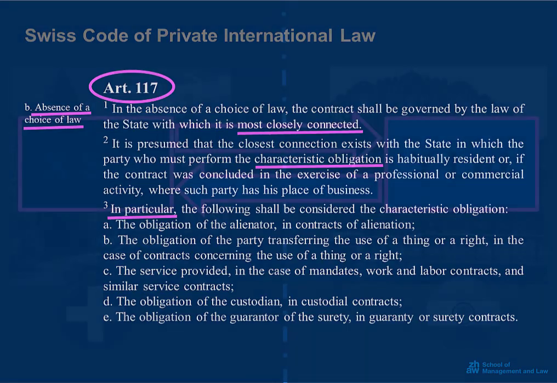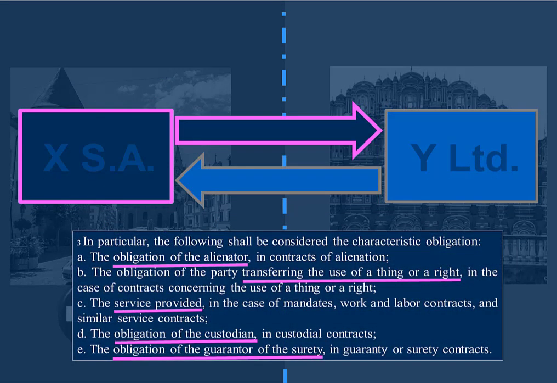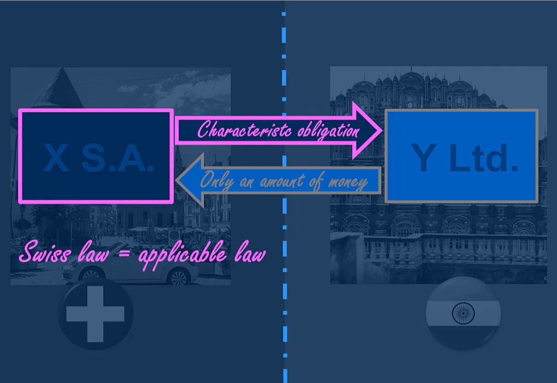So what does this mean for our case? Considering those examples in Article 117, paragraph 3, what we can see is that it is always the party who must perform something specific that has the characteristic obligation. It's never the party that has just to pay an amount of money. Applying this to our case, we can see that XSA has to perform the characteristic obligation by delivering that machine, while Y Limited has just to pay an amount of money, $5 million, which cannot be the characteristic obligation. So the conclusion that we reach on the basis of Article 117 is that Swiss law is the applicable law.